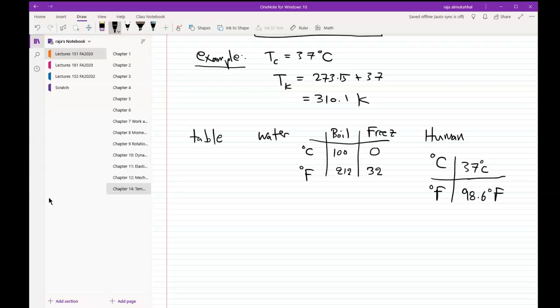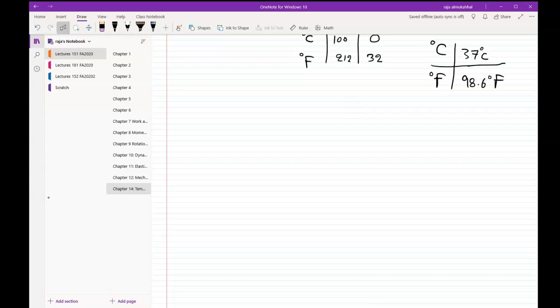Now we move on to the next topic in the chapter, section 14.3, and that is thermal expansion.